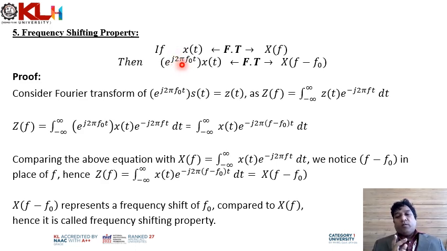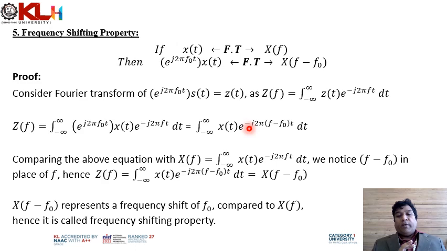Now let us try to prove this property. So we are going to take this entire signal and multiply with e power minus j 2 pi f t dt and do the integration. Now we can combine these two exponential factors, e power a into e power b as e power a plus b. Now here we are taking this minus as a common factor.